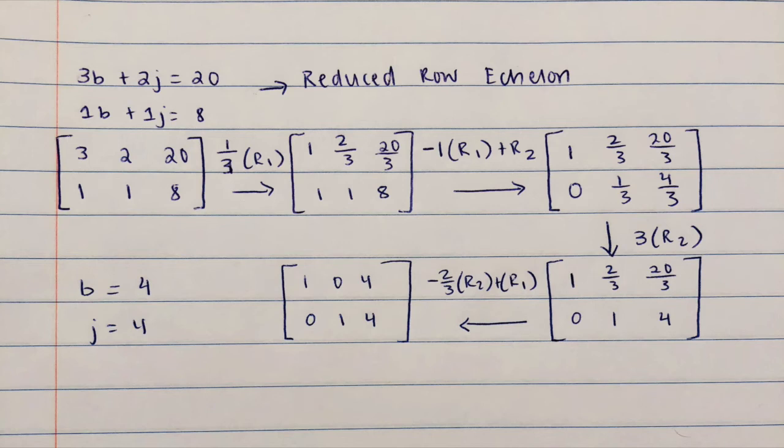In order to simplify the matrix, I first multiplied row 1 by 1/3. Next, I multiplied row 1 by negative 1 and added it to row 2. Then I multiplied negative 2/3 by row 2 and added it to row 1 to get the final matrix in reduced row echelon form.